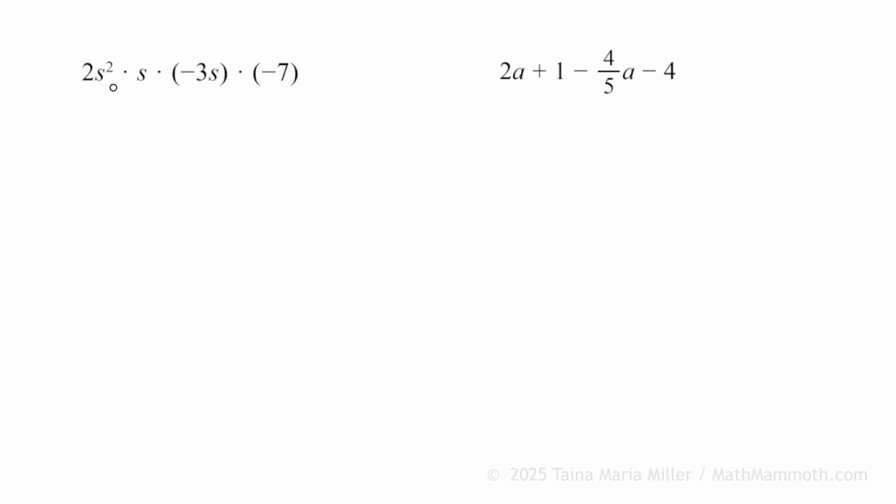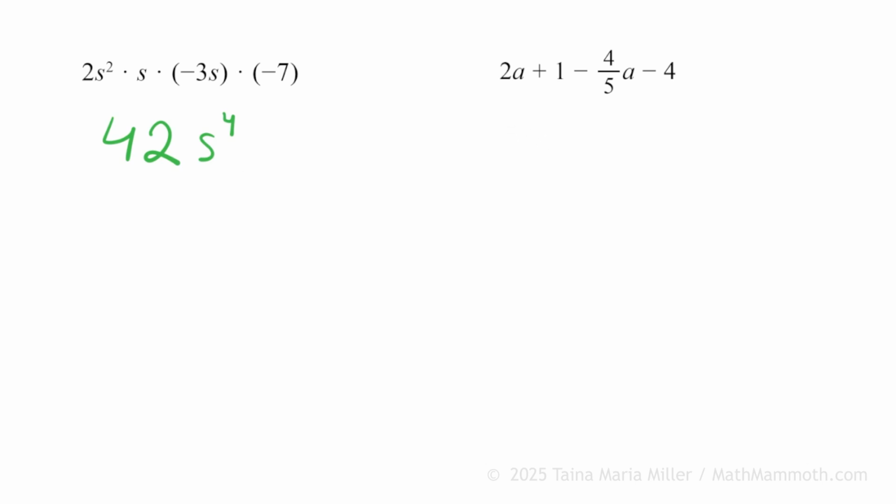Here's 2s squared times s times negative 3s times minus 7. Okay, notice that this is multiplication. There's no addition or subtraction, so we are not combining terms that are separated by addition and subtraction. This is one term by itself. We can still simplify it because we can do some of these multiplications here. We can multiply 2 times negative 3 times negative 7. That gives a positive answer. There's 6 times 7, 42. And then there's s squared times s times s. So that becomes s to the 4th.